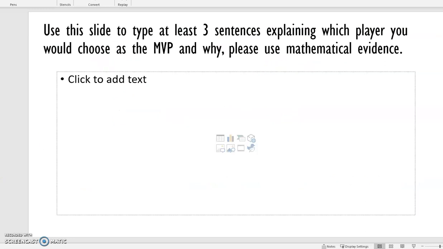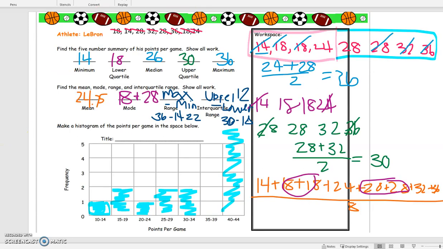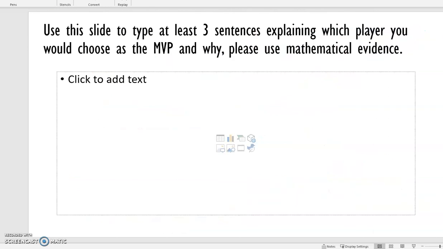The last thing I'd like you to do is, now that we've done all those calculations, you're going to decide between the 3 people who you think is the MVP and use information to support your argument. For example, I would want to hear something like, I think LeBron is the MVP because his maximum was the highest, or his mean was the highest. Okay, so please include information from your calculations on slides 4, 5, and 6 to complete this argument.